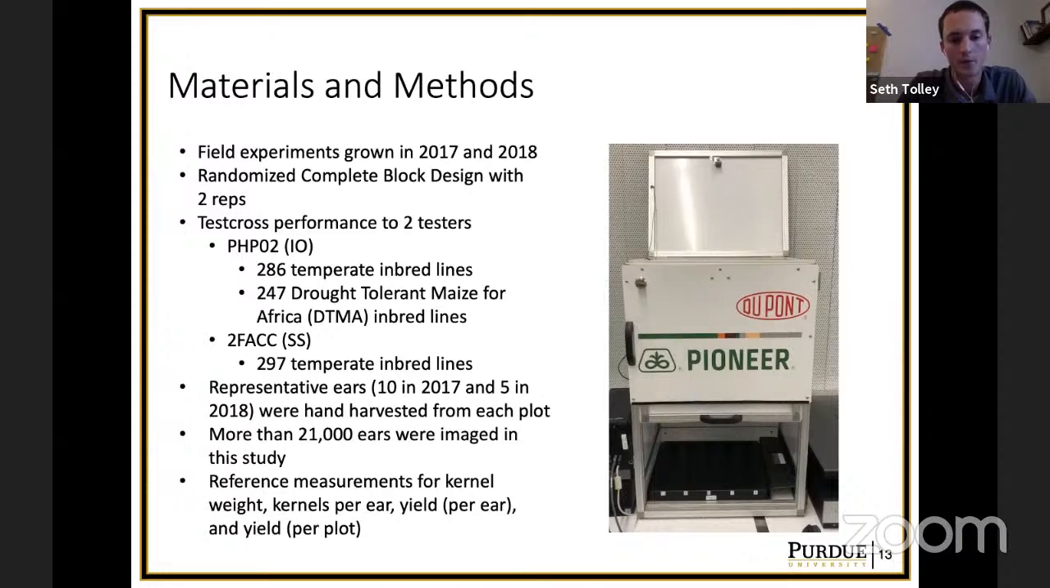In 2017, we sampled 10 ears per plot, and in 2018, we sampled 5 ears per plot, and in total, we looked at more than 21,000 ears. To do validation, we took reference measurements for kernel weight, kernels per ear, yield on a per-ear basis, and finally yield on a per-plot basis. Here on the right, you can see our ear photometry platform that was donated to Purdue by Pioneer Corteva in, I believe, 2016.